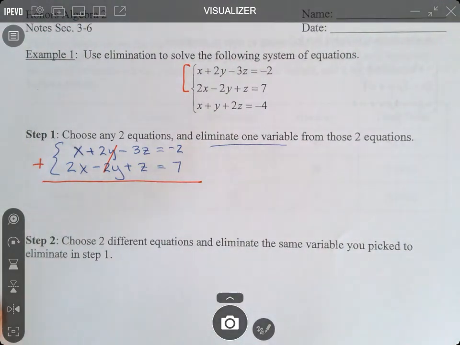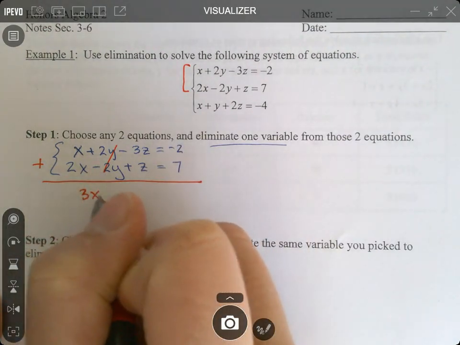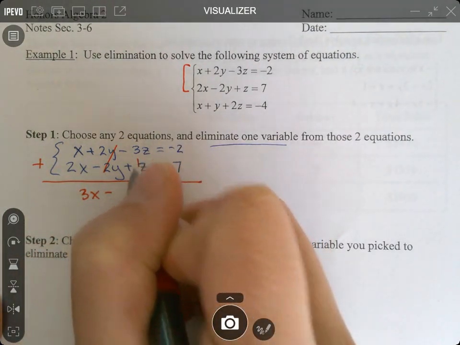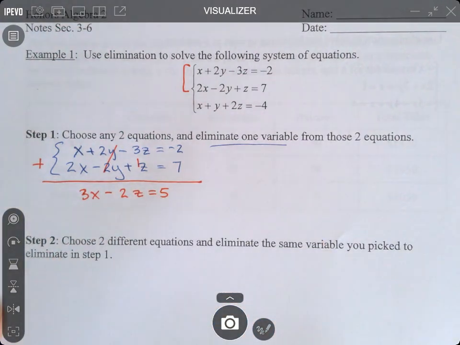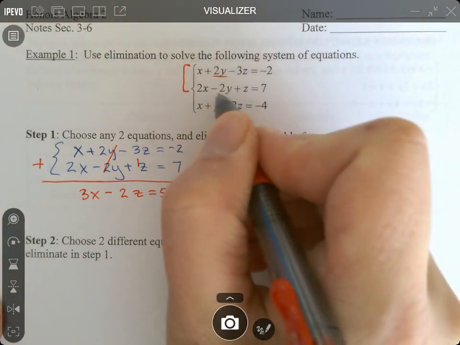Okay. So I am left with 3x minus, there's a 1 there, right? Minus 2z equals 5. So I have basically taken it from 3 variables down to 2 by eliminating the y variable. So that's what we chose to get rid of.